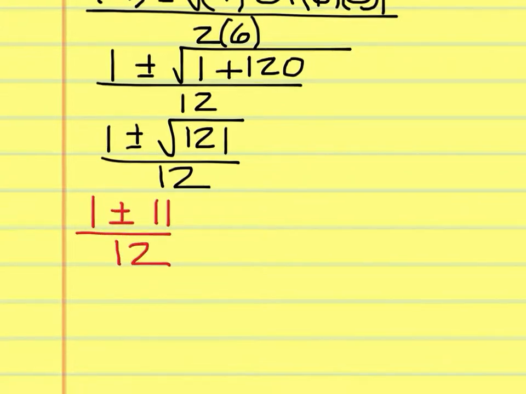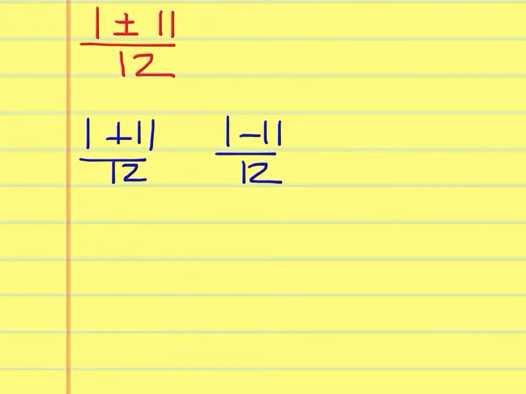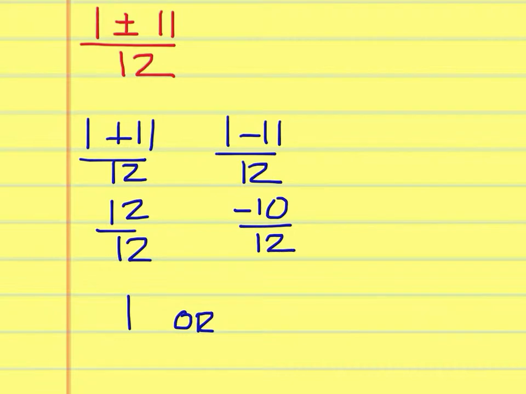So now we have two problems to do. 1 plus 11 over 12 and 1 minus 11 over 12. On the left-hand side, that would be 12 over 12, which is 1. On the right-hand side, it's -10 over 12, which simplifies to -5 over 6. So you must take the 1 and the -5 over 6 back to the top of the problem and plug it in for x in one of those two original equations.